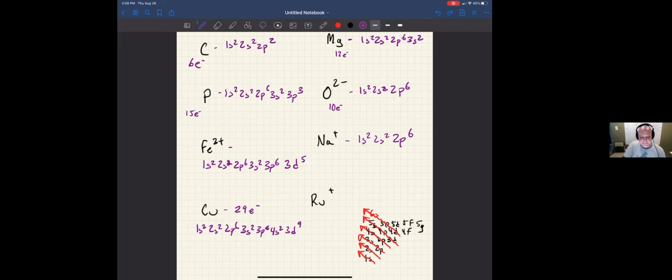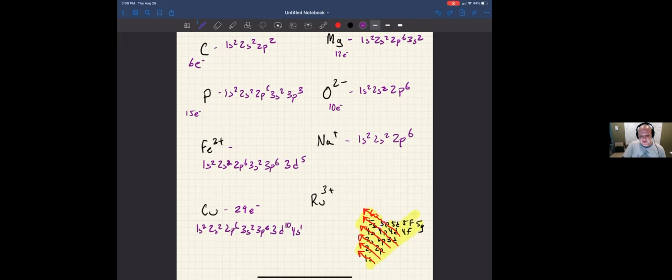Now, there's going to be an exception to this one as well. It turns out that the 3d orbitals are lower energy than the 4s orbitals, even though our mnemonic doesn't seem to indicate that. So it's just an exception that we have to memorize. And so the way that I would actually write it would be 3d10 and then 4s1. That's how you'll see it, certainly in Wikipedia or in your internet searches.